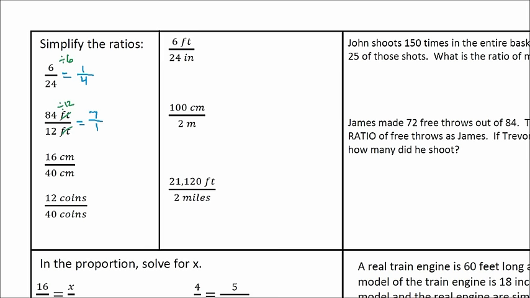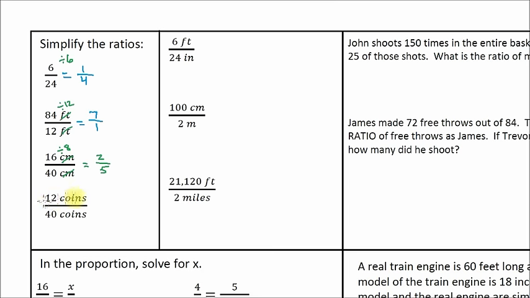Take a look at the next one. We've got 16 centimeters over 40 centimeters. We got like units of measure, so we can cancel those. 16 and 40. Well, I can see that 8 goes into 16 and 8 goes into 40. 16 divided by 8 is 2. 40 divided by 8 is 5. That's as far as we can go, 2/5.